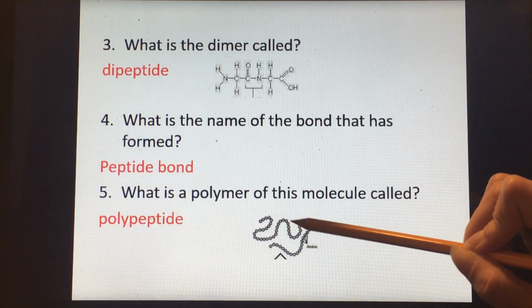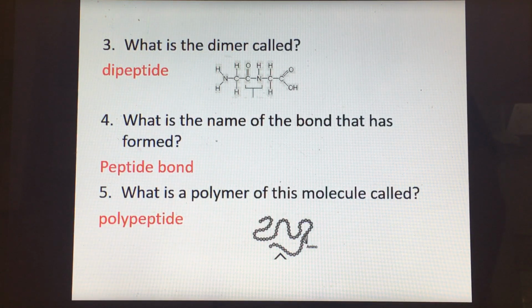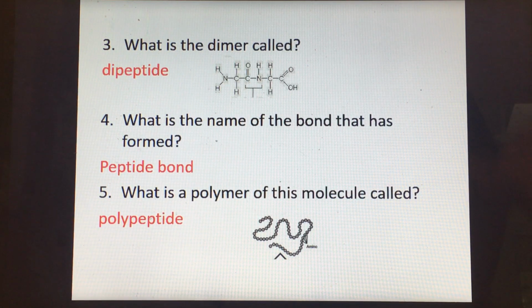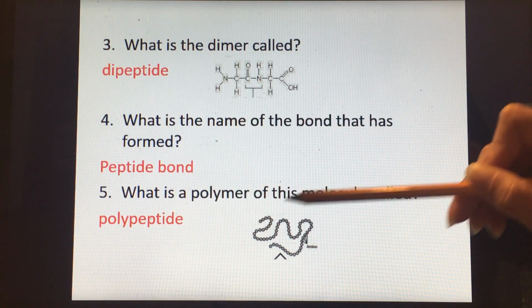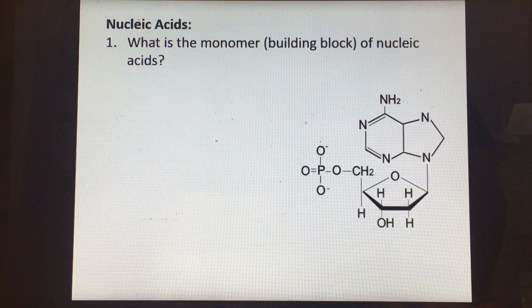So polypeptides are not considered proteins until they fold into their 3-dimensional shape. So it goes from amino acid to dipeptide, dipeptide to polypeptide, and then it folds into its 3-dimensional shape, and then it is a protein.